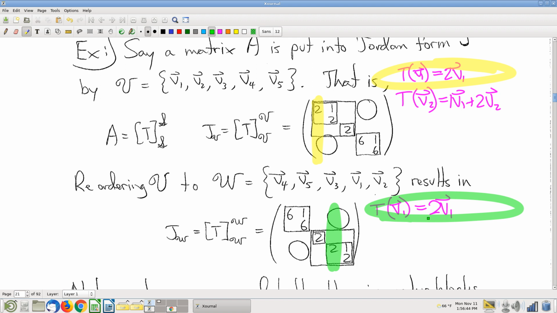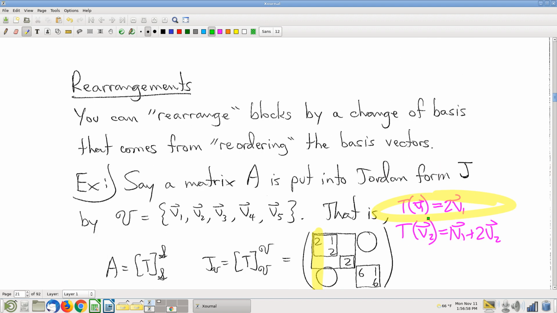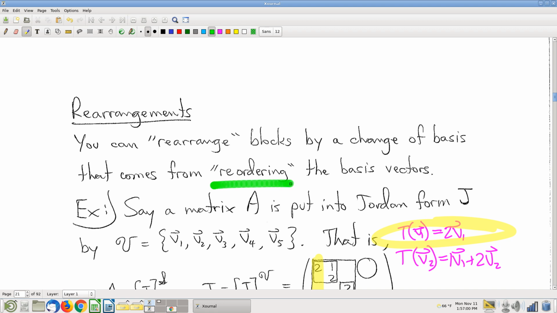Yeah. Okay, cool. Okay, so there's an example of a rearrangement of blocks that comes from a reordering of basis vectors. Now, don't overinterpret from this, so I'm not saying that whenever you reorder blocks, that will automatically, said it wrong. When you reorder the basis vectors, does that automatically rearrange the blocks?